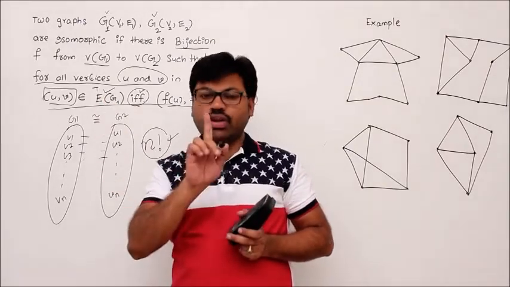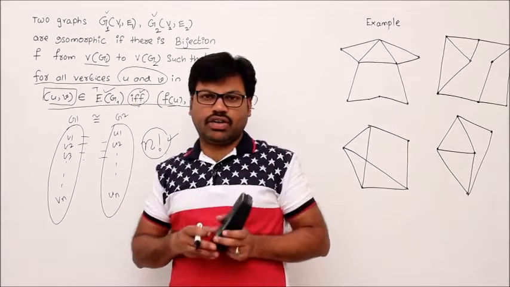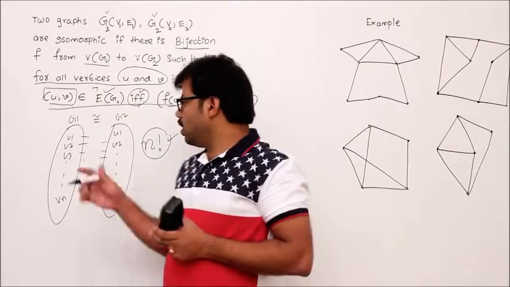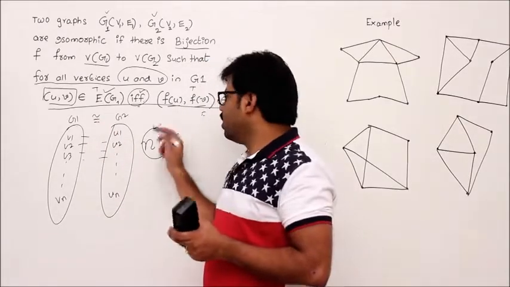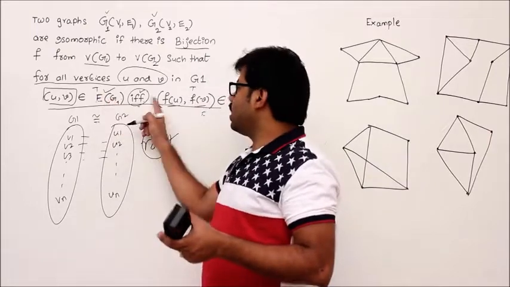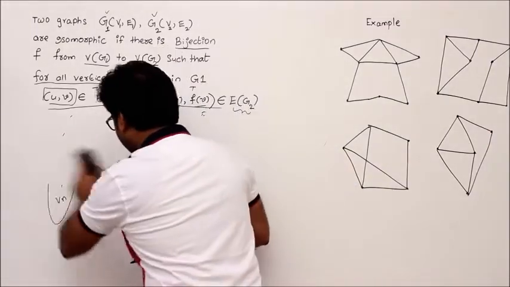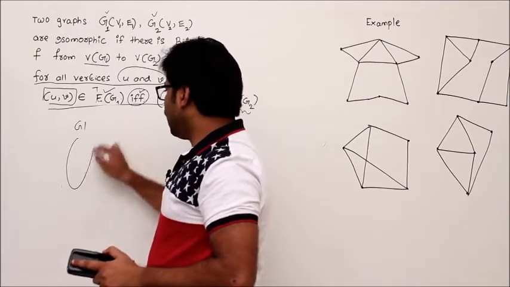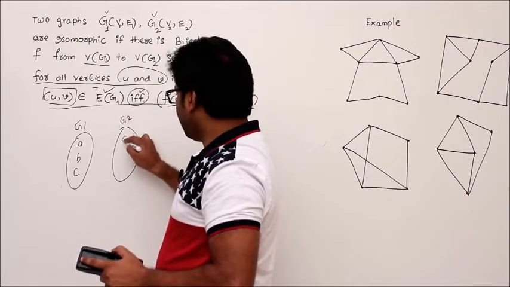Since there are n factorial bijections, any bijection might satisfy this condition. Don't check only one bijection and then say two graphs are isomorphic or not isomorphic. To really check whether two graphs are isomorphic or not, in the worst case, you have to calculate every bijection function, and for every bijection adjacency should be checked. So let me show this idea with 3 vertices. Example: if you have 3 vertices in G1, they are A, B, C, and in G2 you have, let's say, D, E, F.